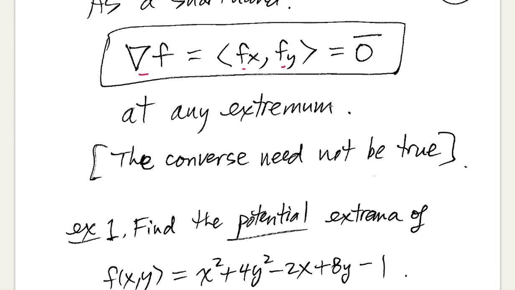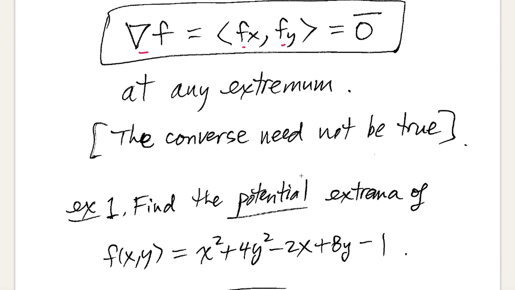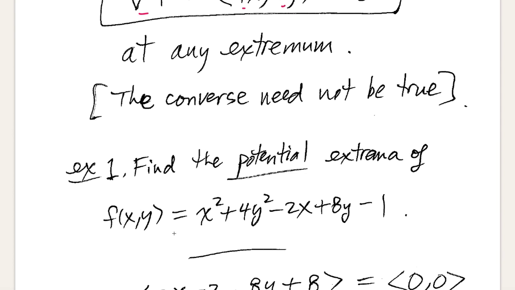So let's take a concrete example, though. Find the potential extrema of little f of xy is x squared plus 4y squared minus 2x plus 8y minus 1. So if I went z equals f of xy, this would give us a nice quadric surface.